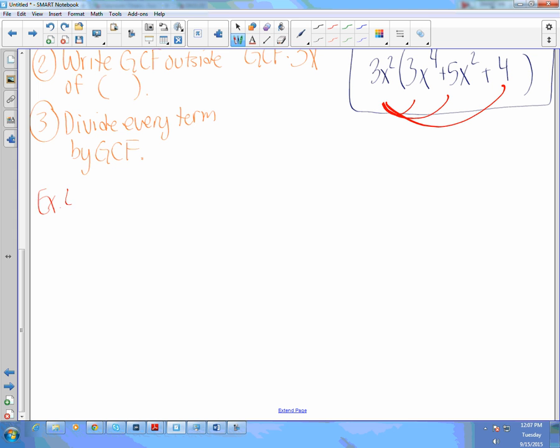Example 4, now you know the 3 steps. Factor the following using the GCF: negative 6x to the 4th minus 18x cubed minus 12x squared. Can you write that in factored form? So 3 steps. Identify the GCF. Write the GCF outside the parentheses. And divide every term by the GCF. Do it the same way, and agree upon how you do it.